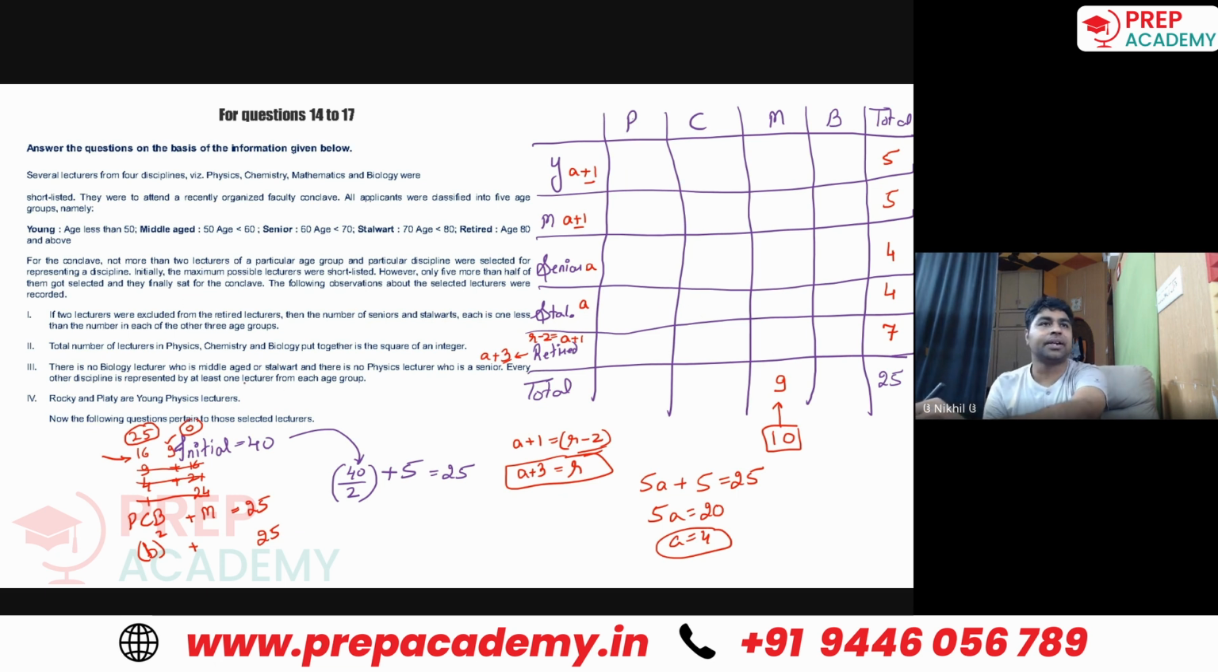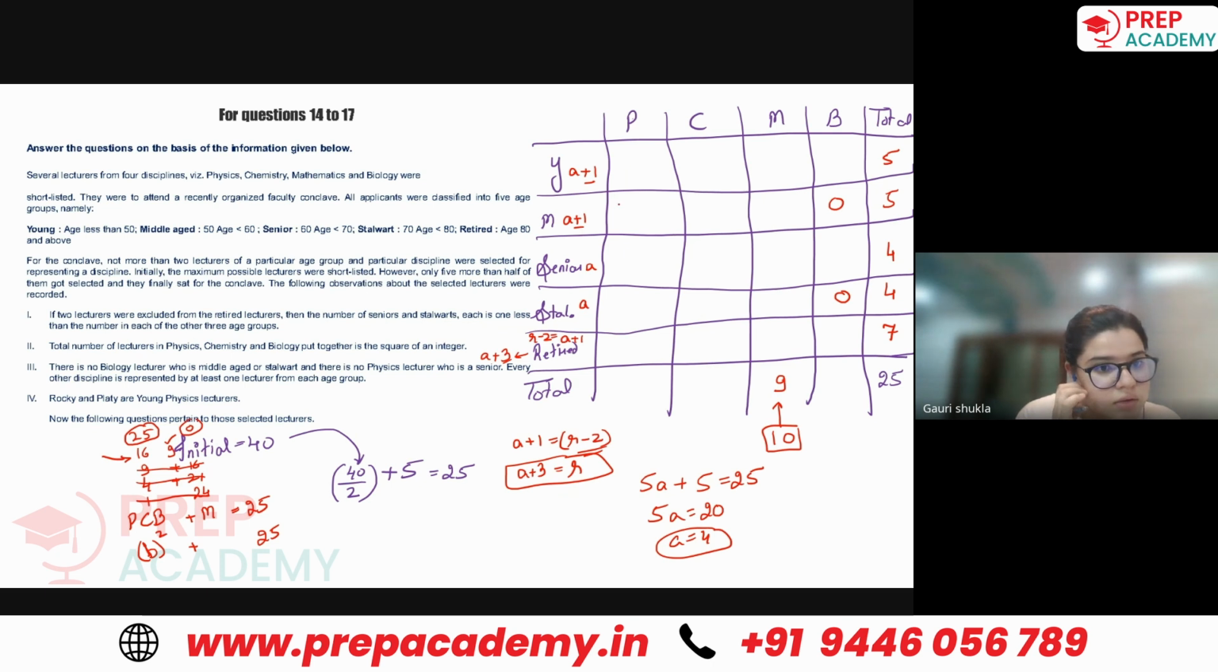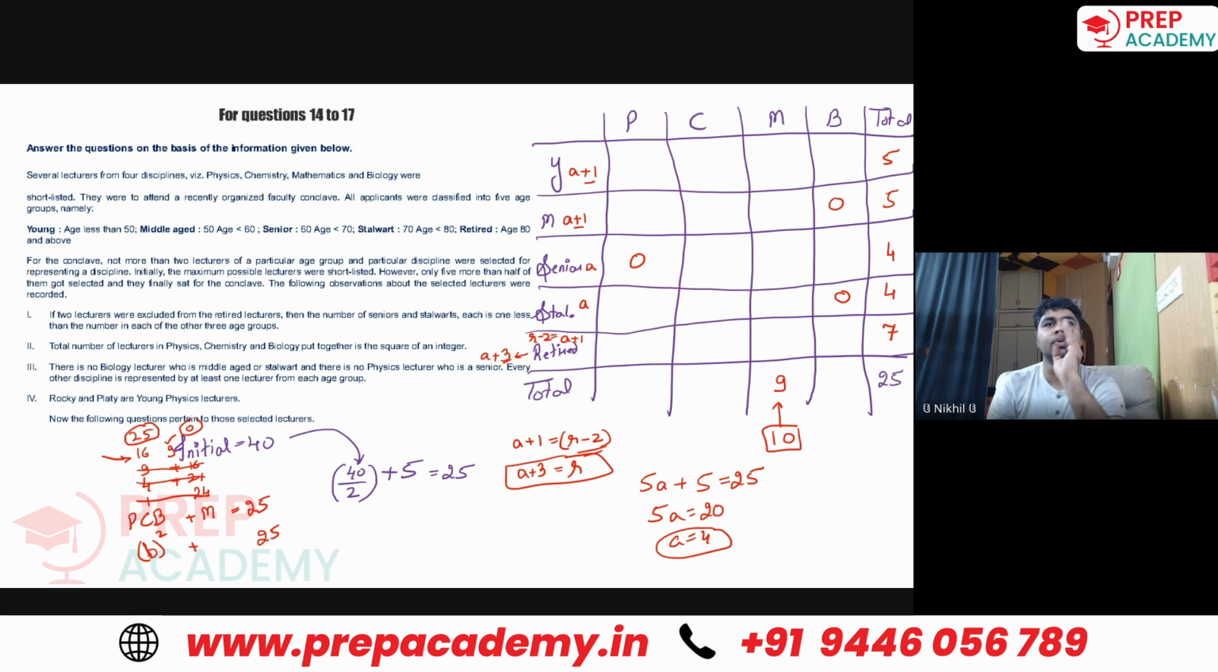Coming to the next statement, there's no biology lecturer who is middle age. So middle age, biology lecturer, 0. Biology, stalwart is also 0. There is no physics lecturer who is a senior.